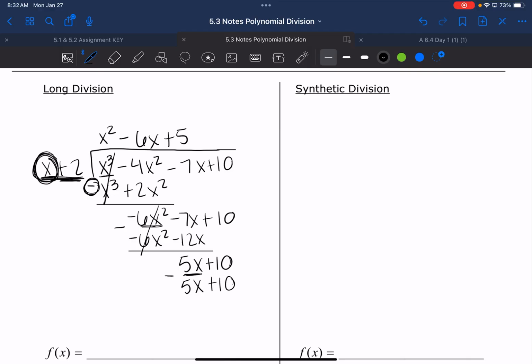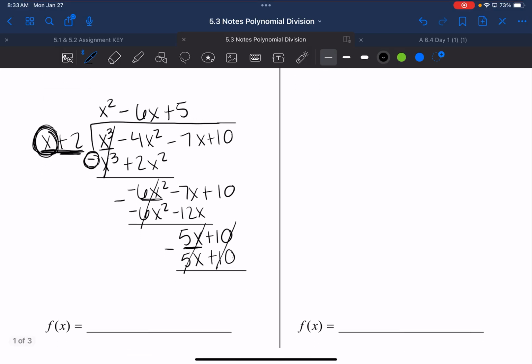And then we subtract one more time. Well, 5x minus 5x is 0, and 10 minus 10 is 0. So we don't have anything left. So now what we have is the factor x plus 2.